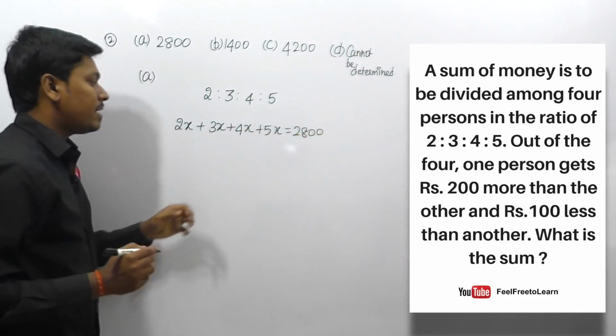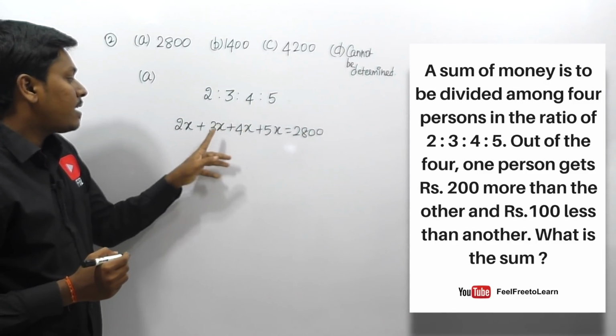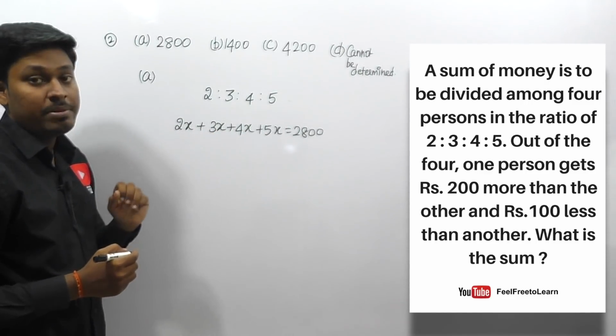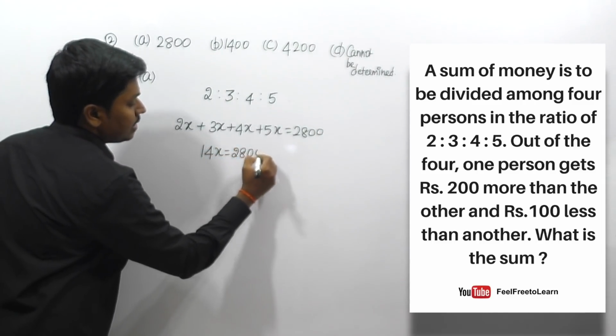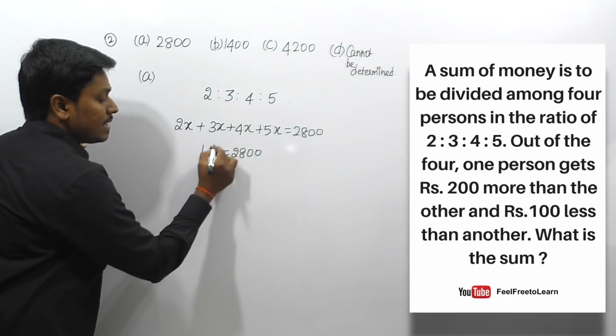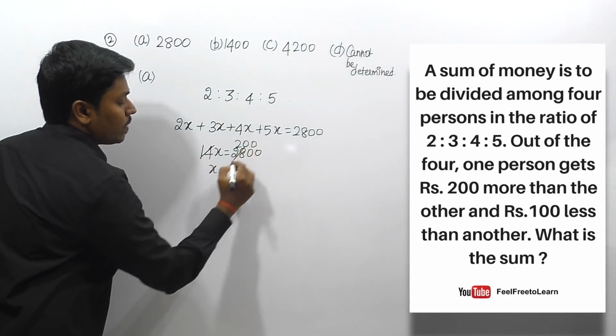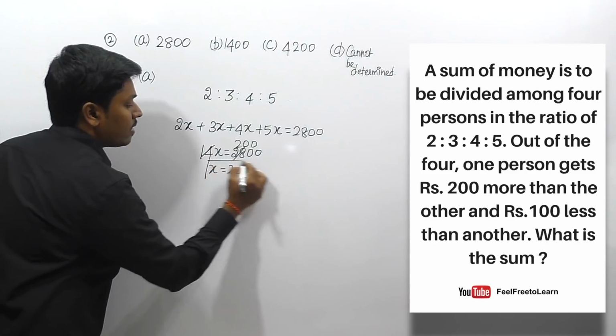So finally, friends, 5 plus 4 will be 9, 9 plus 3 will be 12, 12 plus 2 will be 14. So this can be written as 14x is equal to 2800. So x is equal to 2800 divided by 14. This can be written as 200. So finally we got x is equal to 200.